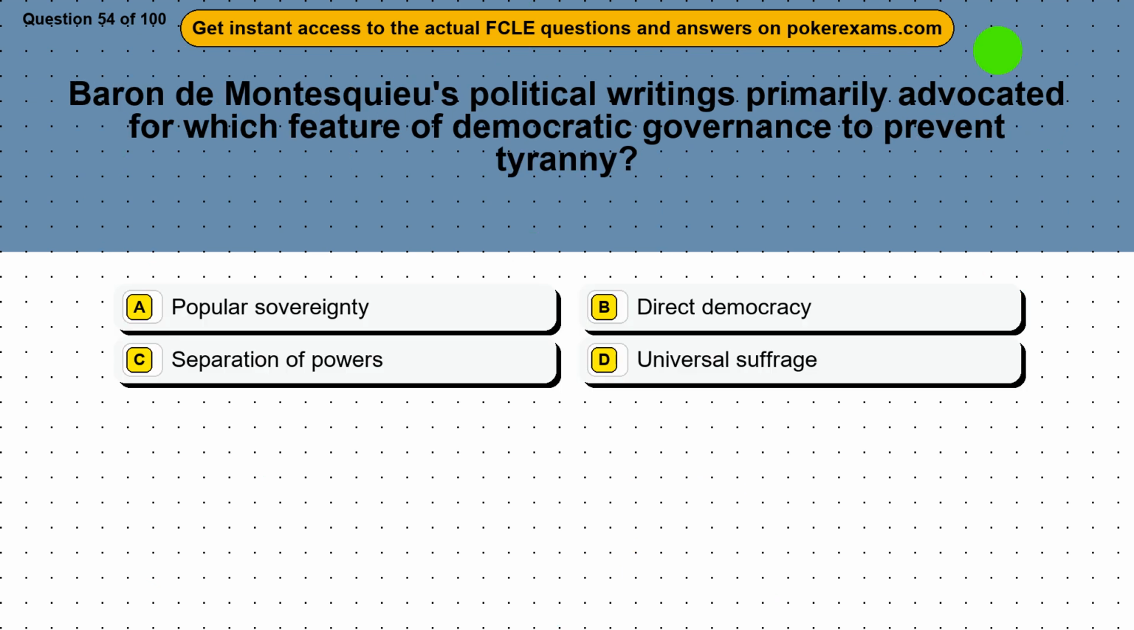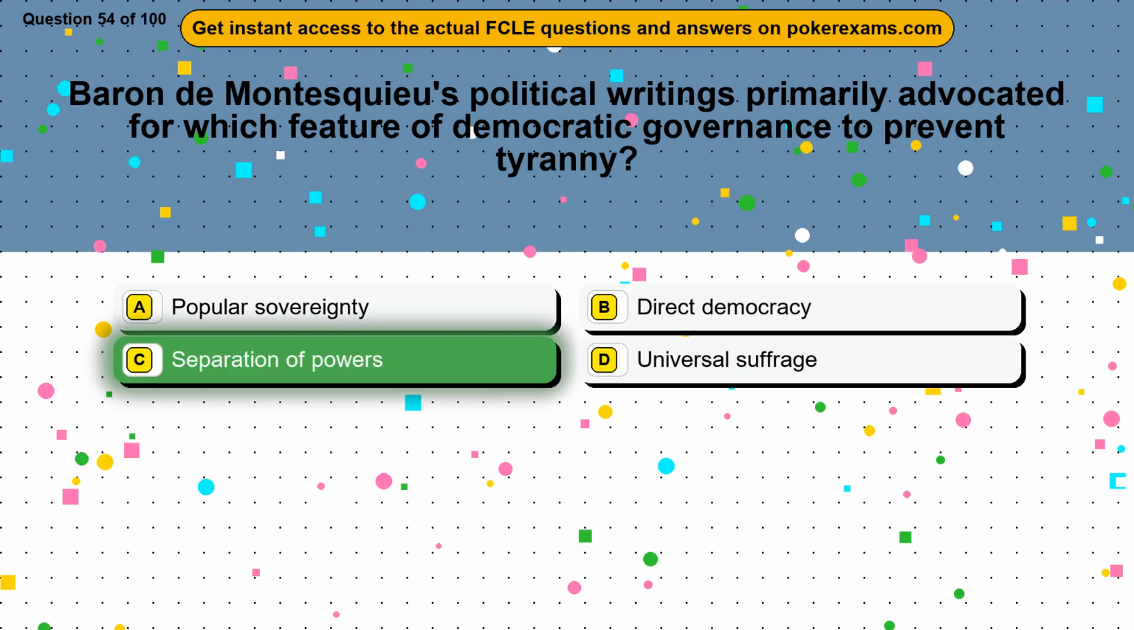Baron de Montesquieu's political writings primarily advocated for which feature of democratic governance to prevent tyranny? Option A, popular sovereignty. Option B, direct democracy. Option C, separation of powers. Option D, universal suffrage. The correct answer is option C, separation of powers.